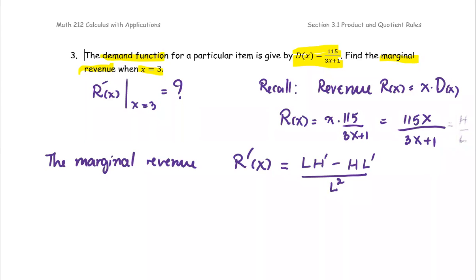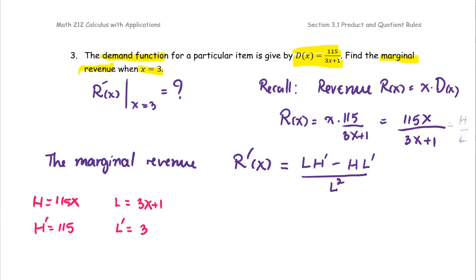On my prep notes here on the side, since my high is 115x, the numerator, my low, or the denominator, is 3x plus 1. My d high is the derivative of 115x, which is 115. My d low, or the derivative of the low, is 3. I get all four pieces that I need for the quotient rule formula.